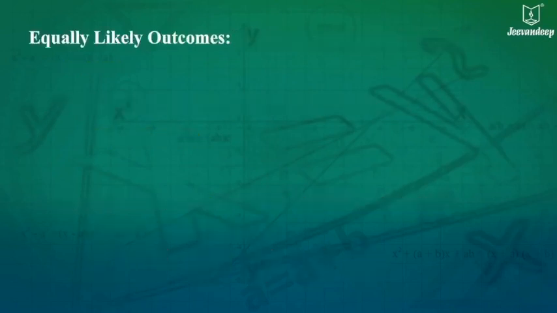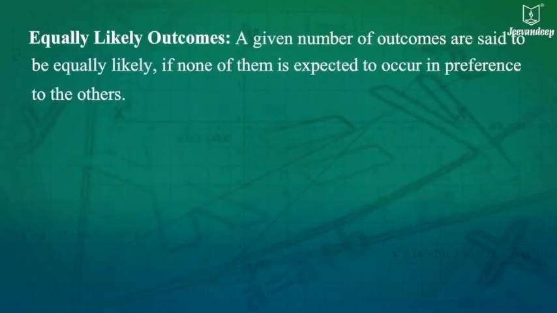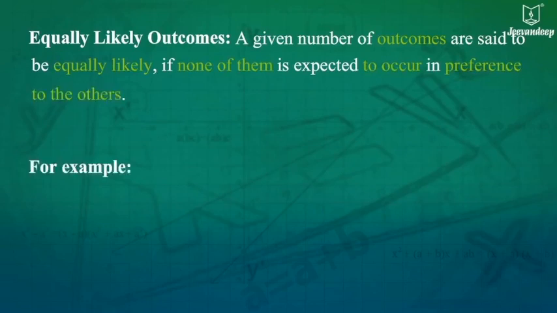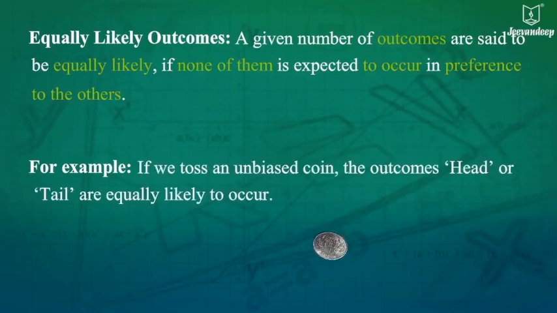Equally likely outcomes. A given number of outcomes are said to be equally likely if none of them is expected to occur in preference to the others. For example, if we toss an unbiased coin, the outcomes head or tail are equally likely to occur.